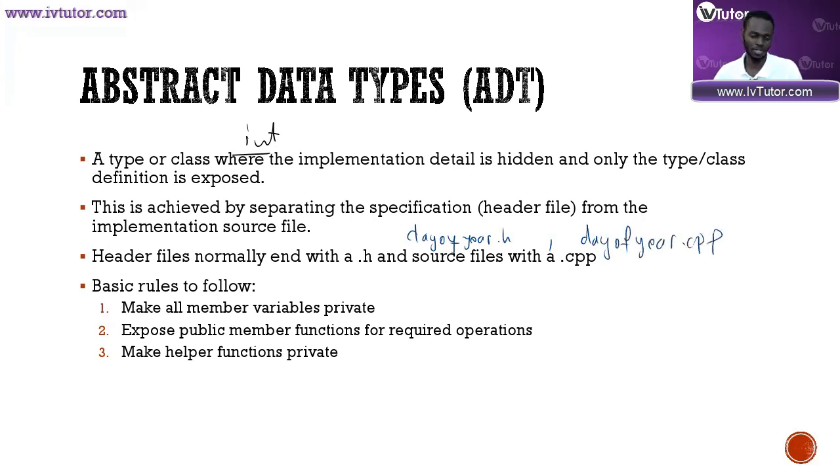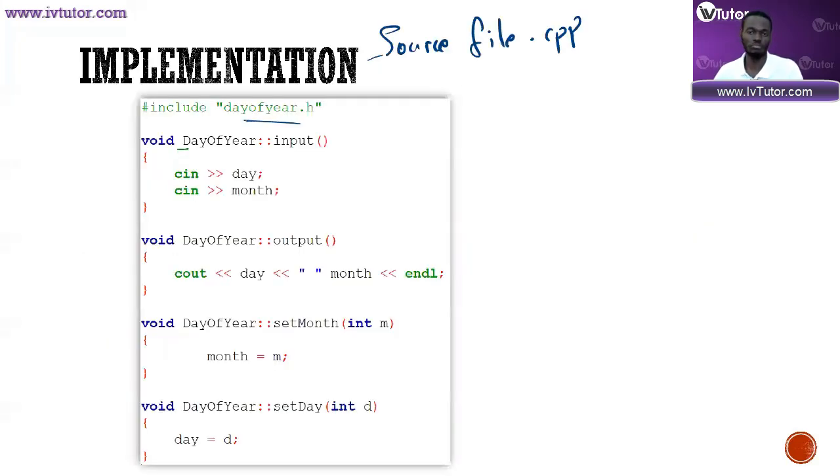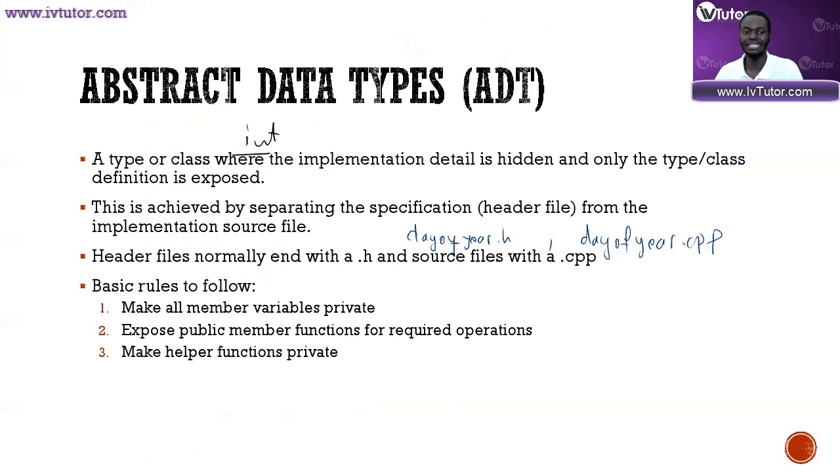in our source file, which means in our implementation file, all we have to do is say, please include our header file, and then we implement all the functions. And then in your header file, you simply include everything you need to use, like your iostream, and then you just define your class. So that is how ADTs work.